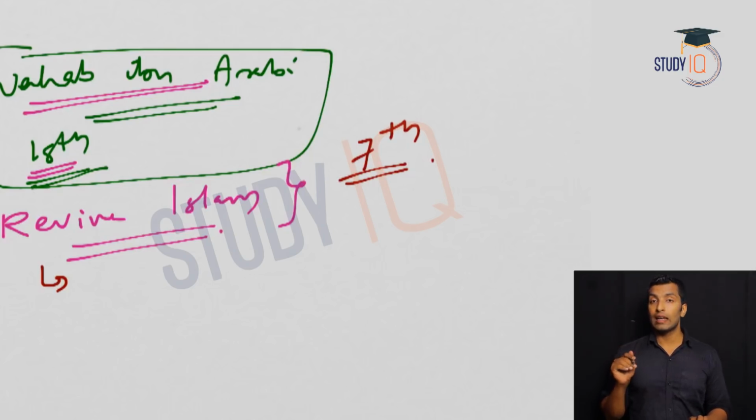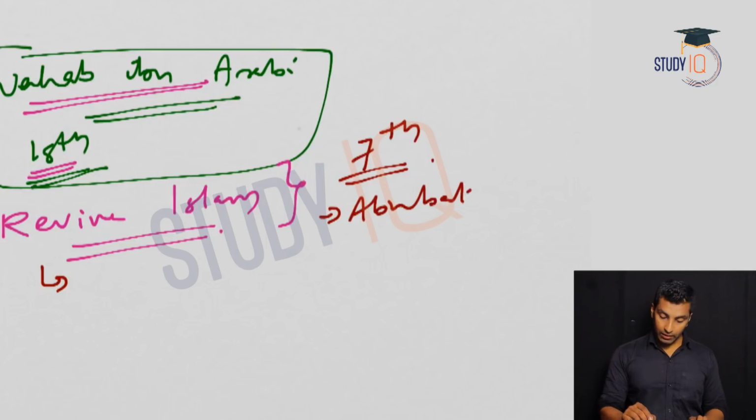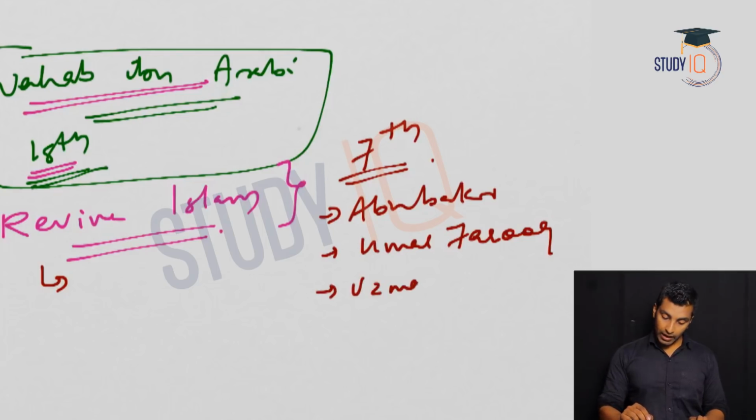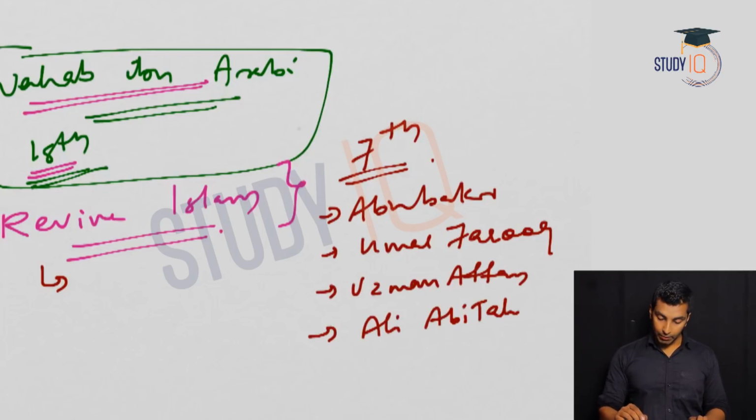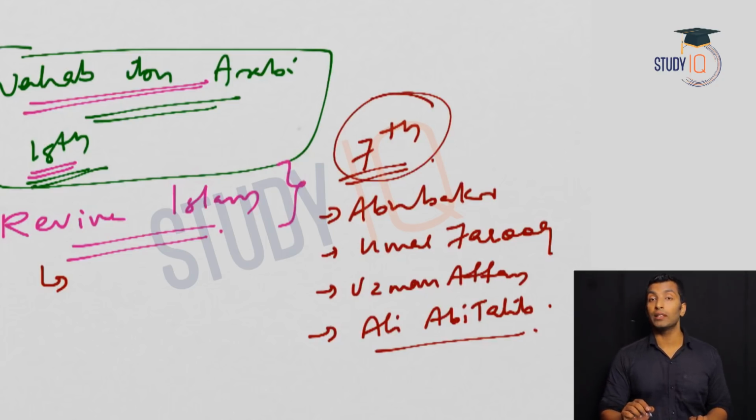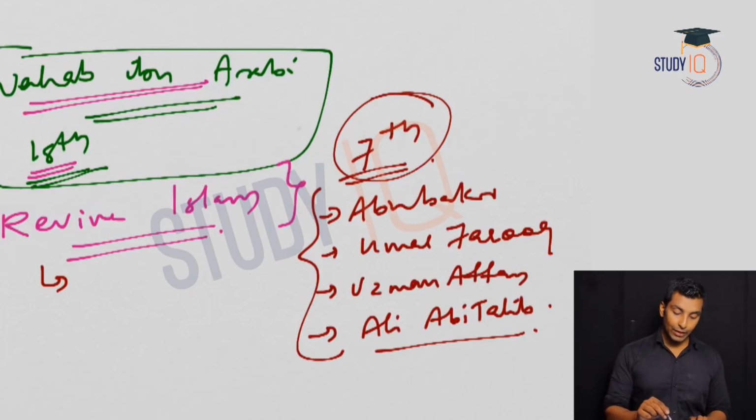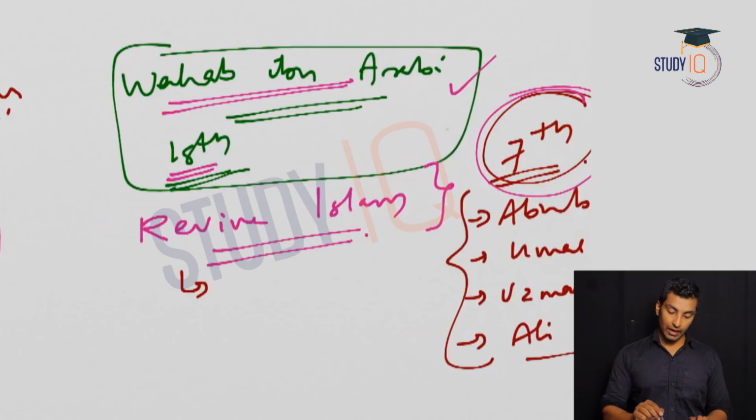The belief was Islam was in its pure form during 7th century Arab when Prophet Muhammad and the 4 caliphs were ruling and living. So you just need to know about the 4 caliphs. I'll just tell you the names, in case you get a question. Abu Bakr, Umar Farooq, then Usman Affan and Ali Abi Talib. So Islam was in its pure form in 7th century when Prophet Muhammad and these 4 caliphs were there. So his objective is basically to revive Islam like in the case of 7th century. Okay, so that's why it is called as revivalist movement.